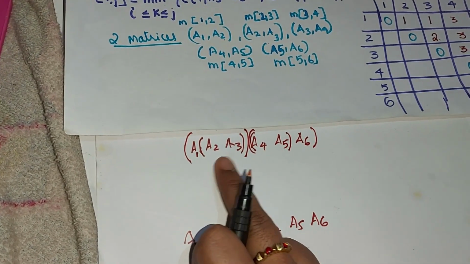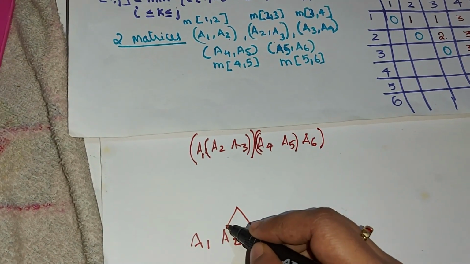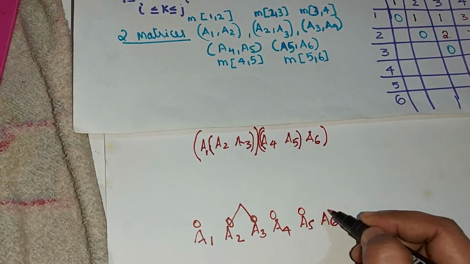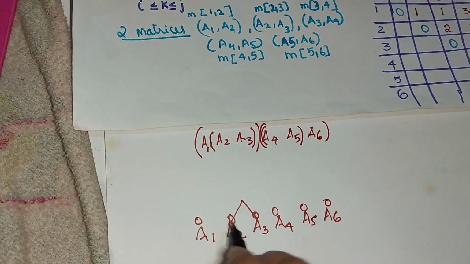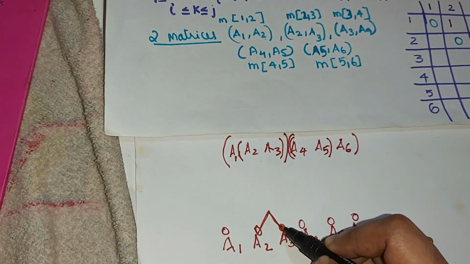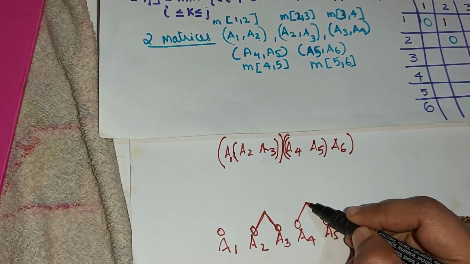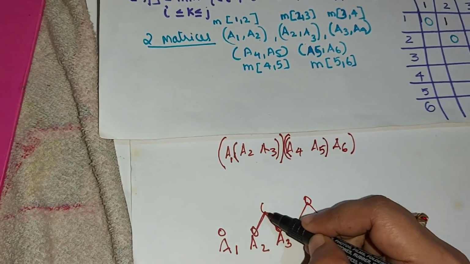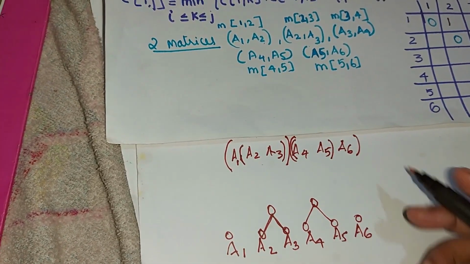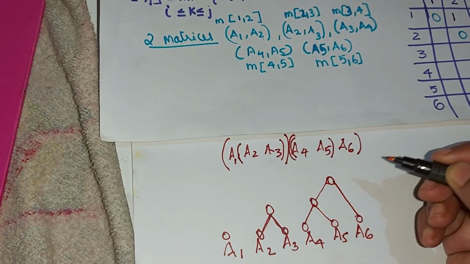A2 and A3 will be set together, no? So take each matrix as a node. Everything is written as nodes. Now A2 and A3 is together, so you have to combine them together. Then A4 and A5 is together, so you have to combine them together, and there will be a node here. Next you have to combine the A4 and A5 answer with A6. Like this. Then you have a node here.